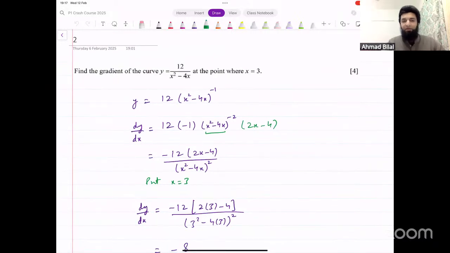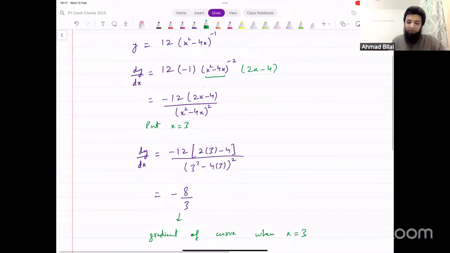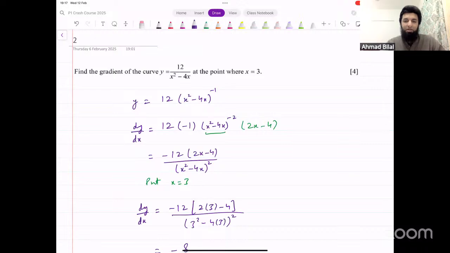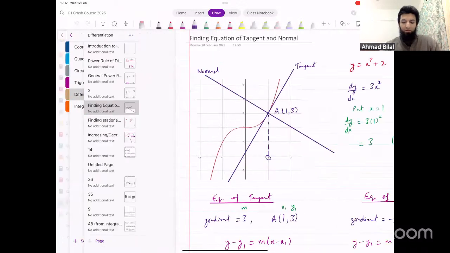The derivative is basically the gradient function. So inputting any value of x in the derivative gives you the gradient at that particular point. So if you have this derivative, you can input x equal to that value, whatever is the value at which you want to find the gradient, and you get the value of the gradient. That's one use of differentiation, that you can find gradients at a particular point. That's what you need to know from paper 1.